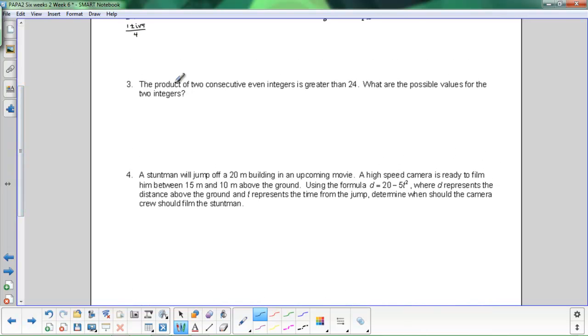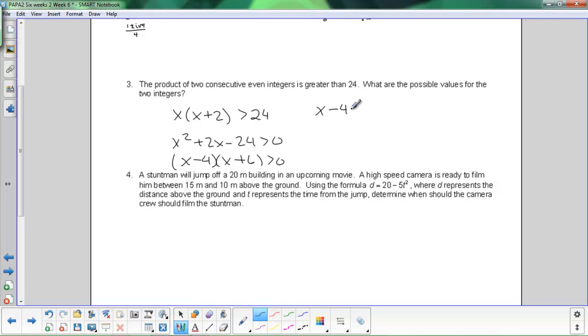The product of two consecutive even integers is greater than 24. So that means I do x times x plus 2 is greater than 24. Move this over to the other side, distribute, and I get x squared plus 2x minus 24 is greater than 0. Factor this to become x minus 4 and x plus 6 is greater than 0. X minus 4 equals 0, x plus 6 equals 0. X equals 4, and x equals -6.